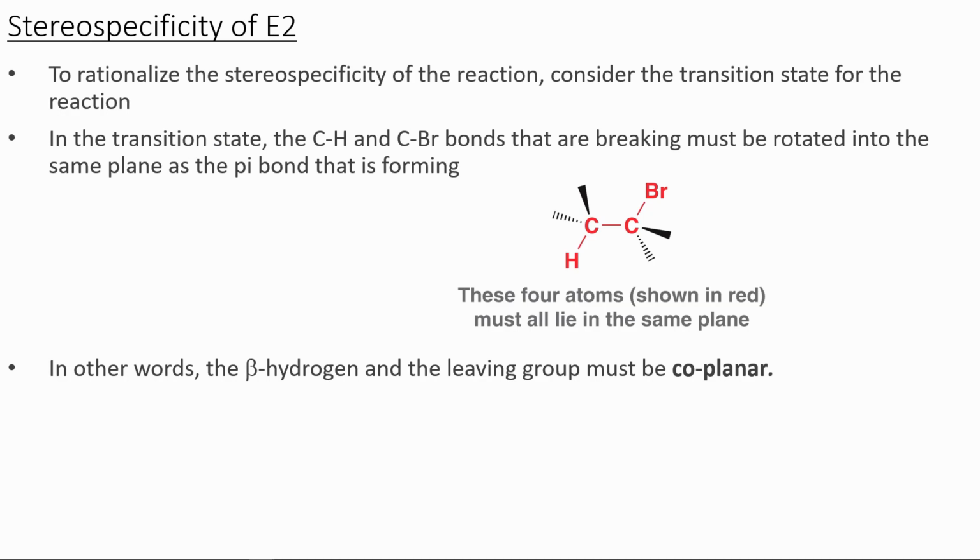In order for us to rationalize this, we need to consider the transition state. The transition state is going to require the 4 atoms that are affected in the elimination reaction to all lie in the same plane. They must be coplanar. The beta hydrogen and the leaving group must be coplanar. So we have to rotate the molecule in such a way that we have complete overlap of these orbitals.